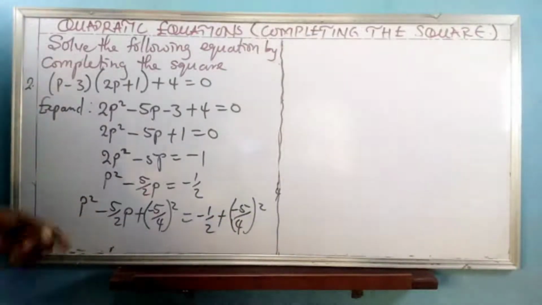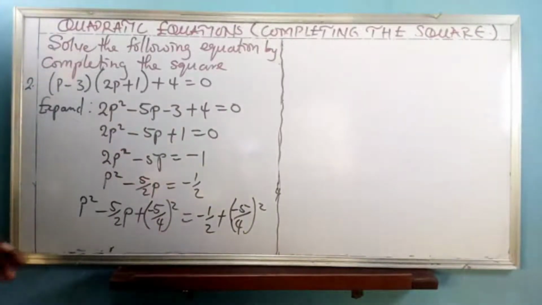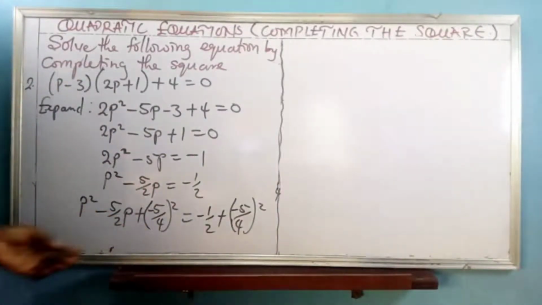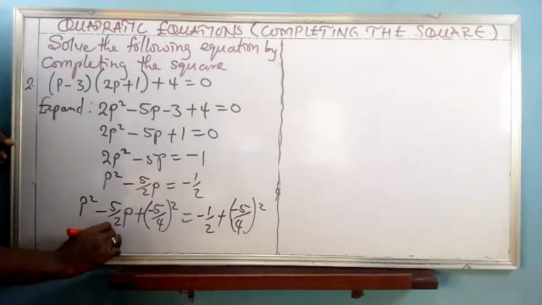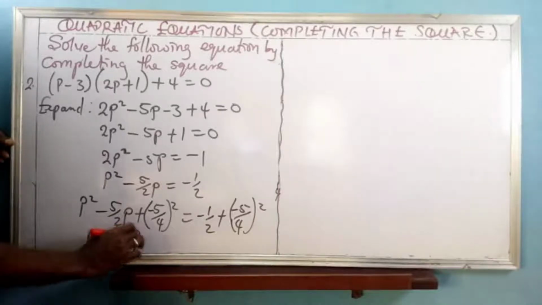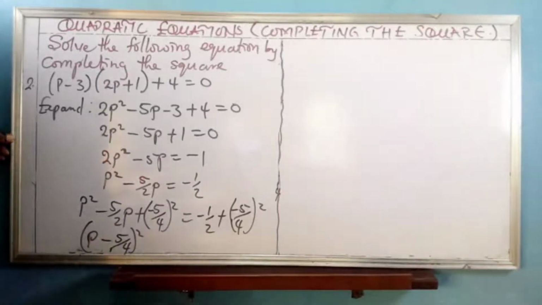The sign is very, very important. You have to take care of this sign. Now let's look at this one. By the time you factorize this, you factorize this one, it will give you what? P minus 5 over 4 all in square. That one will give you that one.